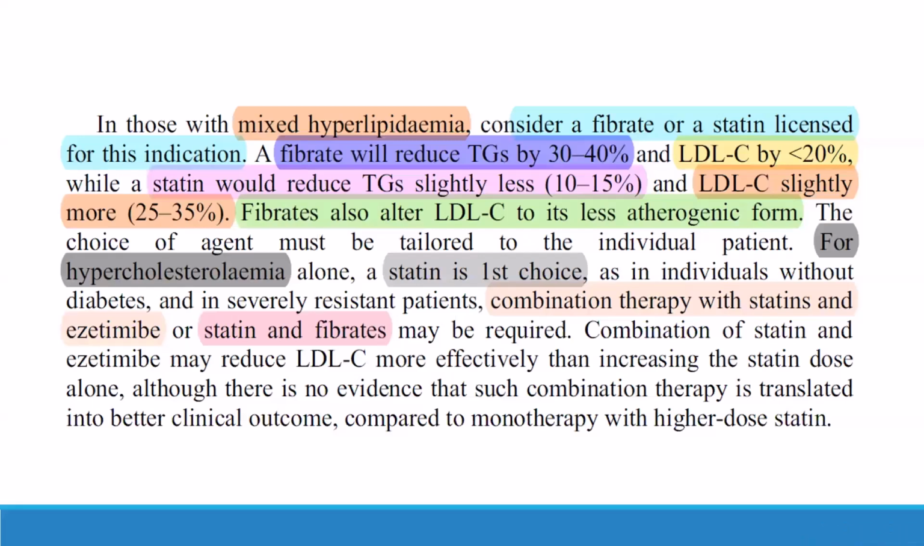Fibrate usually targets triglyceride, and will decrease the triglyceride by 30 to 40%. LDL cholesterol will be decreased by fenofibrate by less than 20%. Statin will reduce the triglyceride slightly by about 10% and will reduce the LDL cholesterol by 25 to 35% and up to 55%. So if there is increased level of the triglyceride, fenofibrate can be used. If we target the LDL, statin should be used. So in a diabetic patient, we should start with a statin, except very high triglyceride.